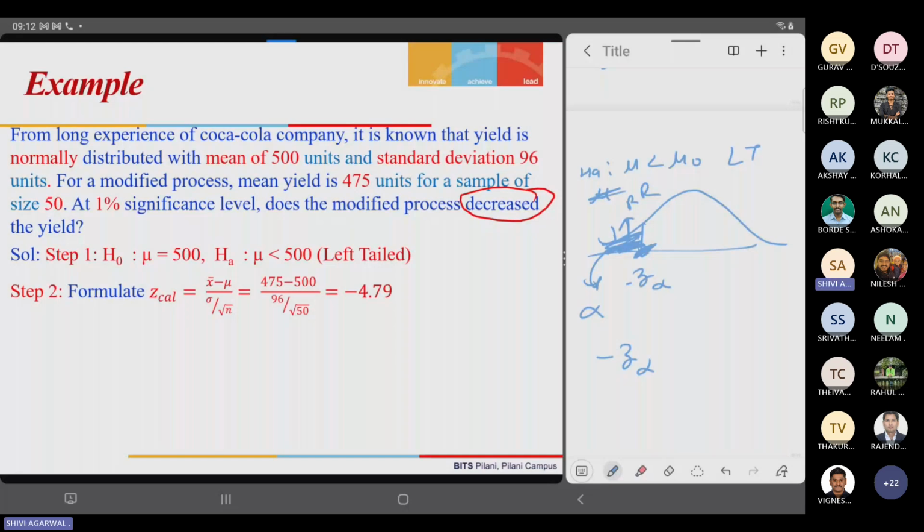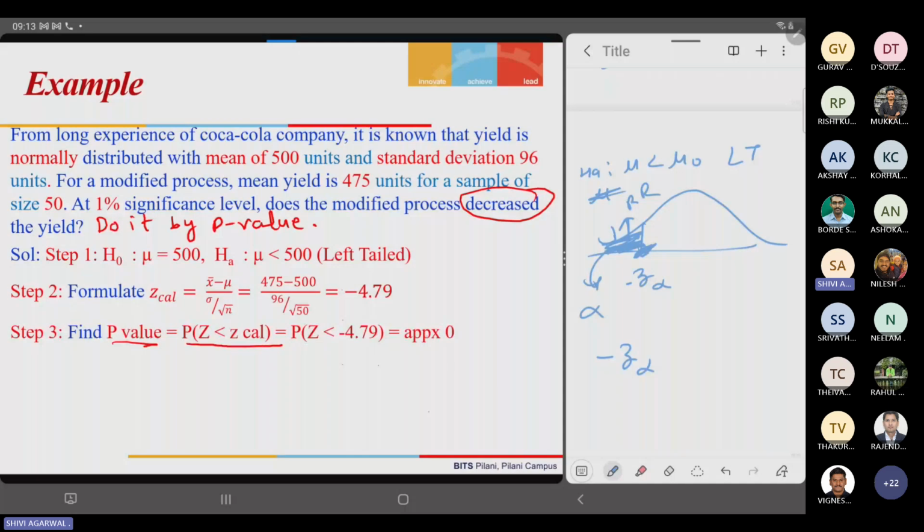So here you can just mention the question: do it by p value. Okay. Now for the p value, we are finding the probability when z is less than z calculated. Z calculated is minus 4.79. So we are saying probability when z is less than minus 4.79.